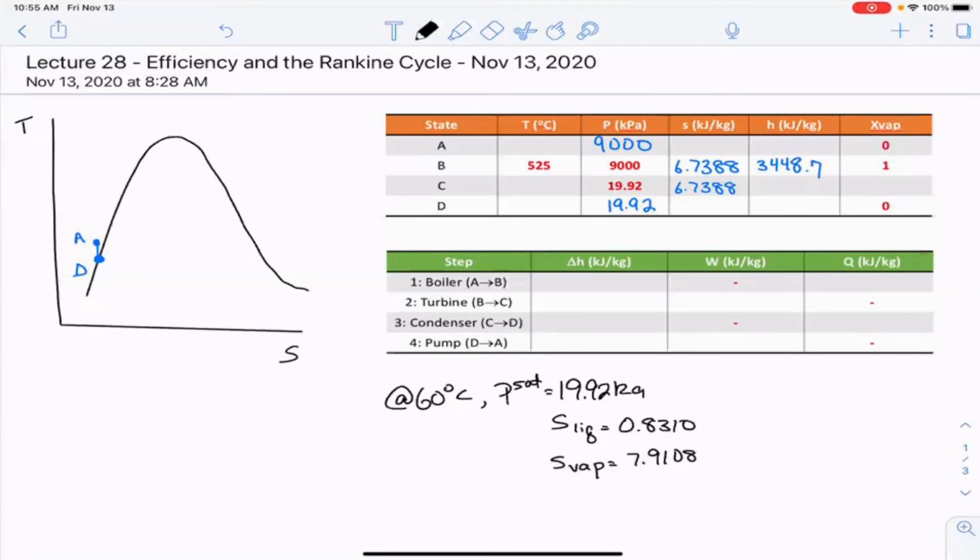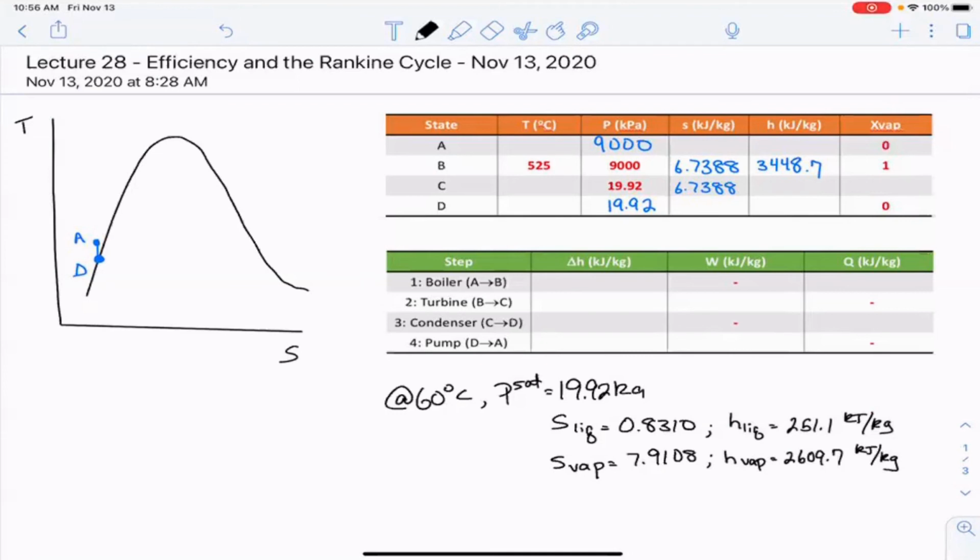Now, while we're in the steam tables and we know we're going to need them, we might as well grab the saturated liquid and saturated vapor enthalpies as well. So the saturated liquid enthalpy is 251.1, and the saturated vapor enthalpy is 2609.7. Of course, that's kilojoules per kilogram for both of those, okay?